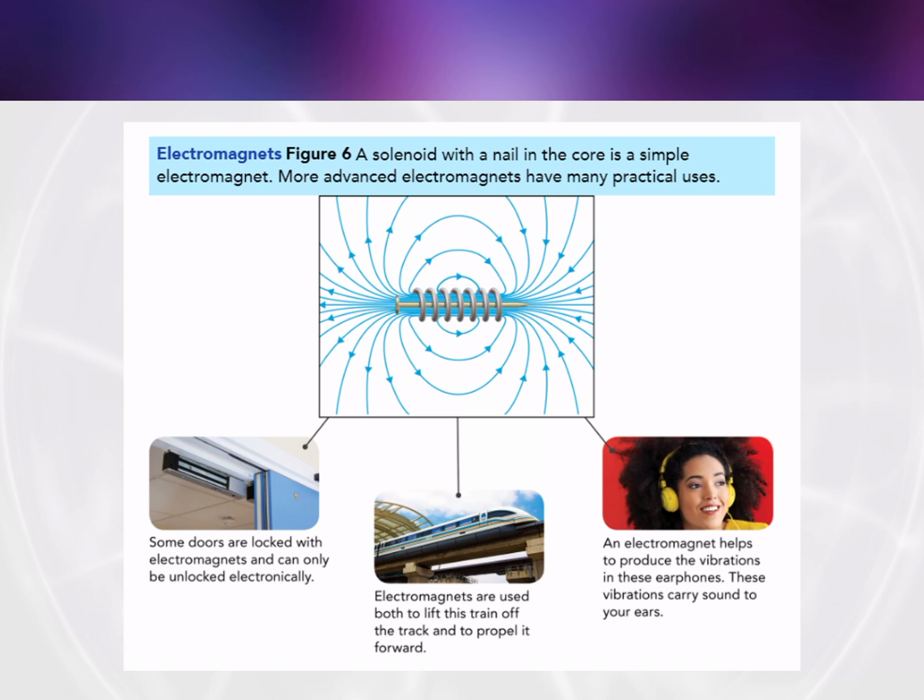For example, on your left, some doors are locked with electromagnets and can only be unlocked electronically. Electromagnets are used both to lift this train off the track and to propel it forward. An electromagnet helps to produce the vibrations in these earphones. These vibrations carry sound to your ears.